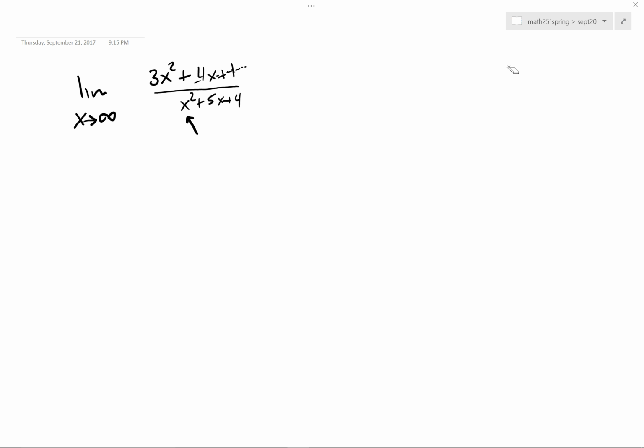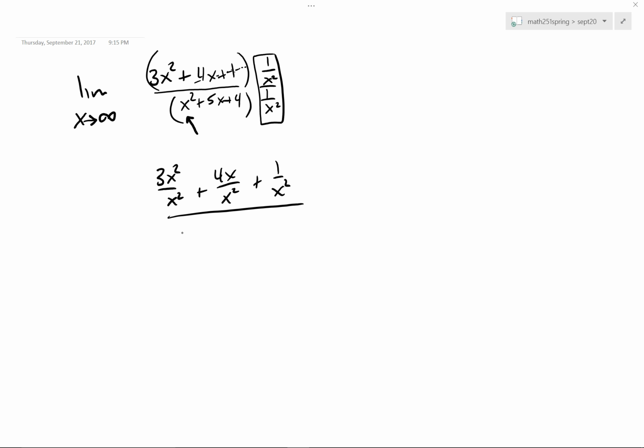So how do I fix this? Well, the rule is you find the highest power of x in the denominator, and you multiply by 1 over that. And you do it on the top and the bottom. Remember, this is just a fancy way of saying 1. So you're going to get 3x squared over x squared plus 4x over x squared, over 1 over x squared over x squared plus 4 over x squared.